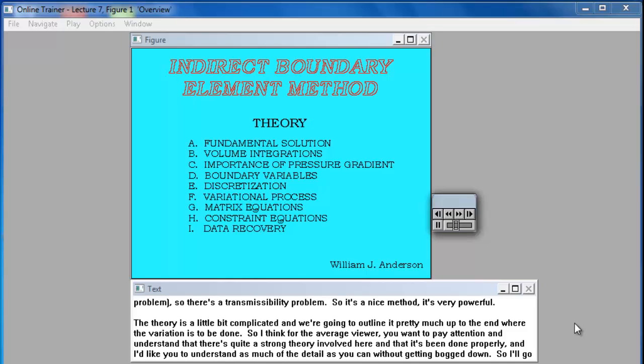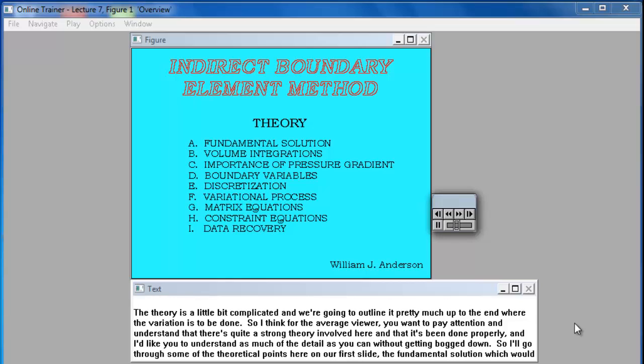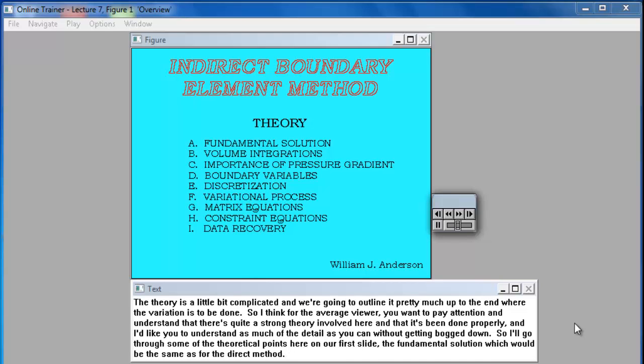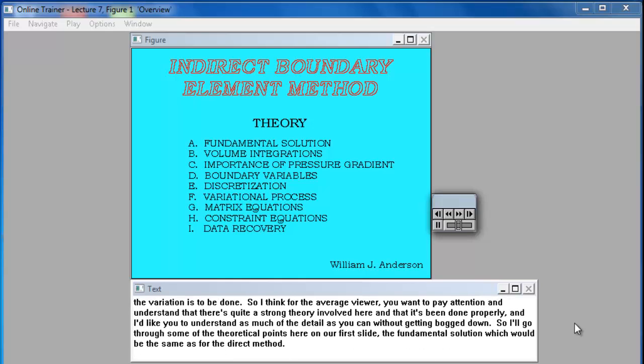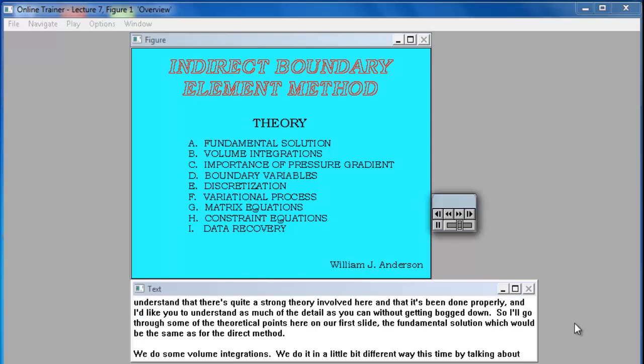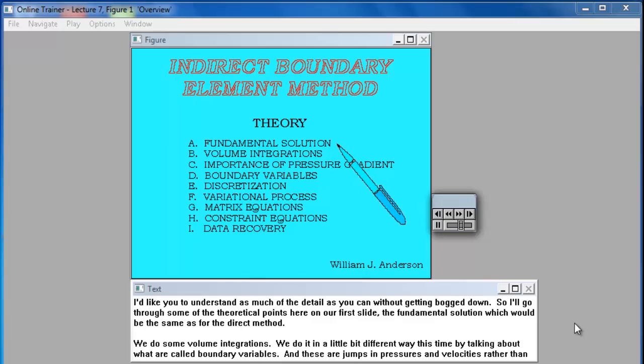It's very powerful. The theory is a little bit complicated, and we're going to outline it pretty much up to the end where the variation is to be done. So I think for the average viewer, you want to pay attention and understand that there's quite a strong theory involved here and that it's been done properly. And I'd like you to understand as much of the detail as you can without getting bogged down. So I'll go through some of the theoretical points here on our first slide.